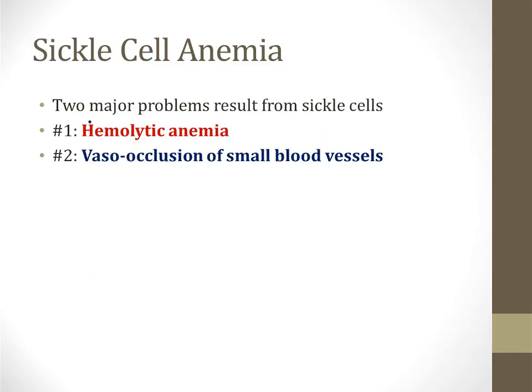So from a clinical point of view, there are two major problems that result from sickled red blood cells. The first is hemolytic anemia. And if hemolytic anemia was the only thing that happened in sickle cell anemia, then sickle cell anemia would be very similar to beta thalassemia major.